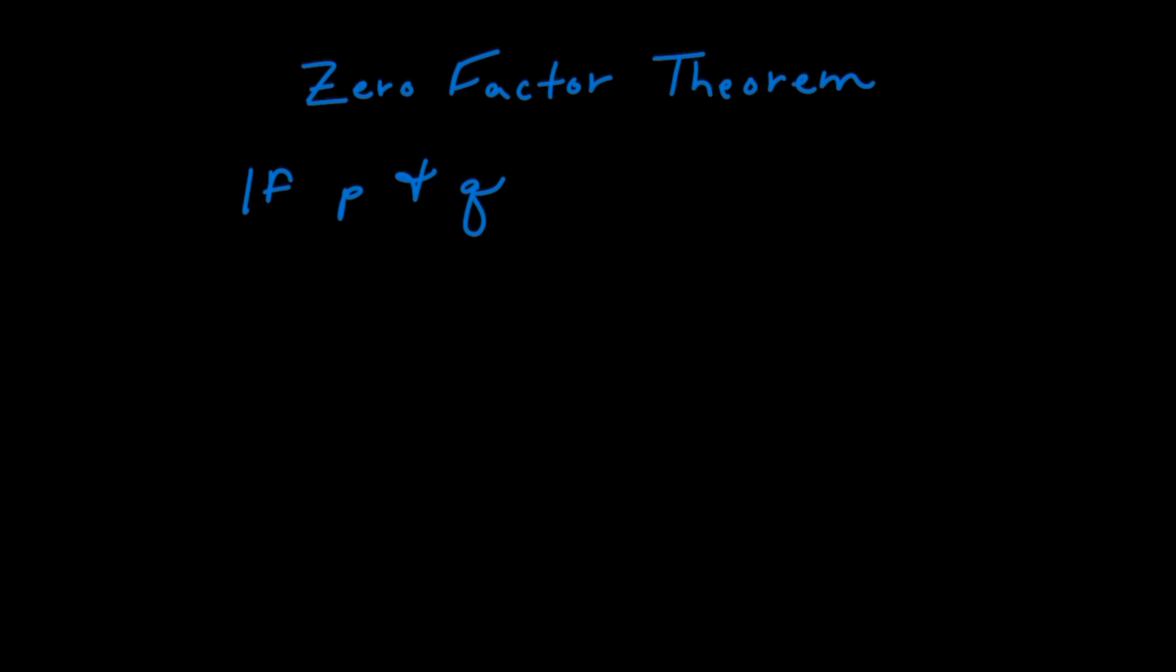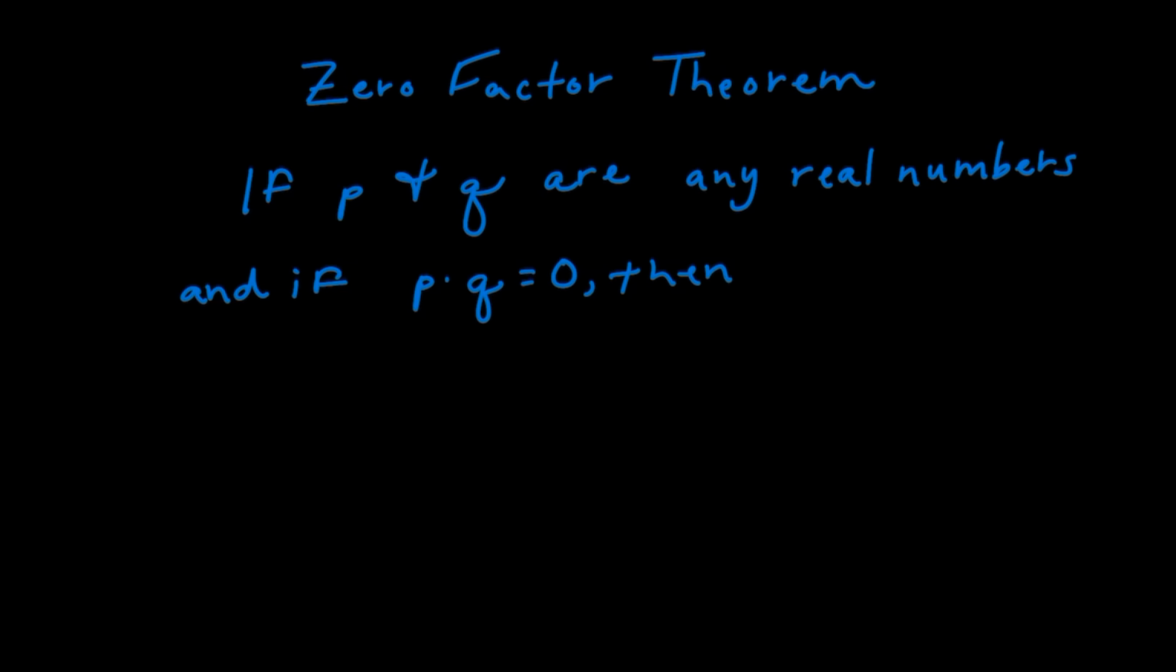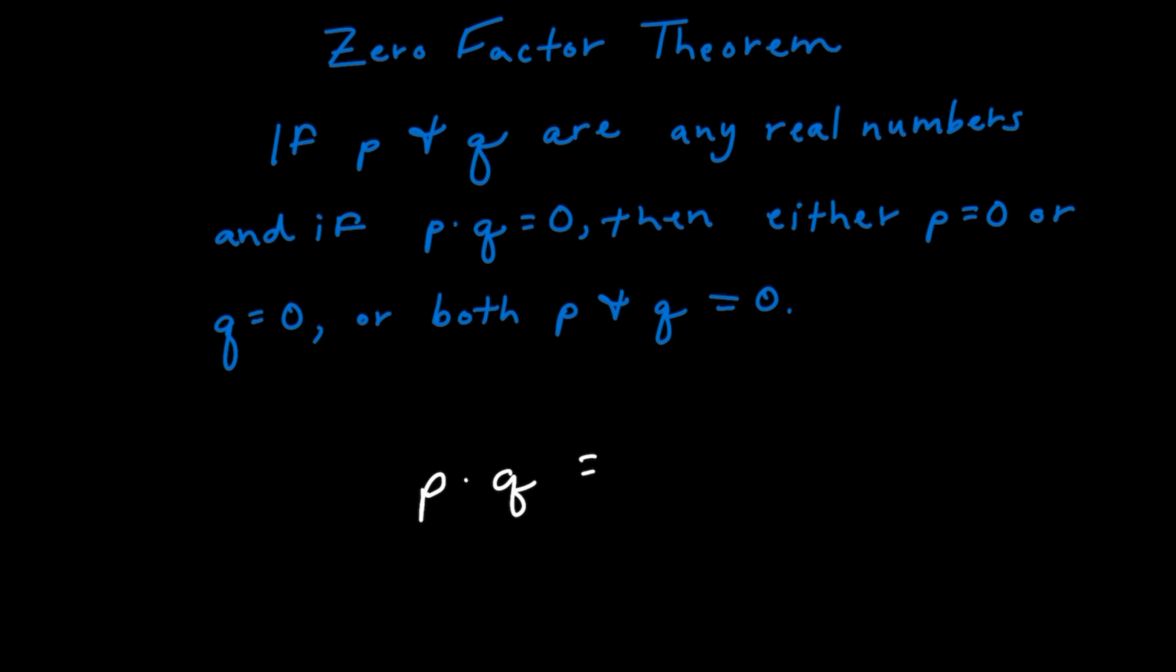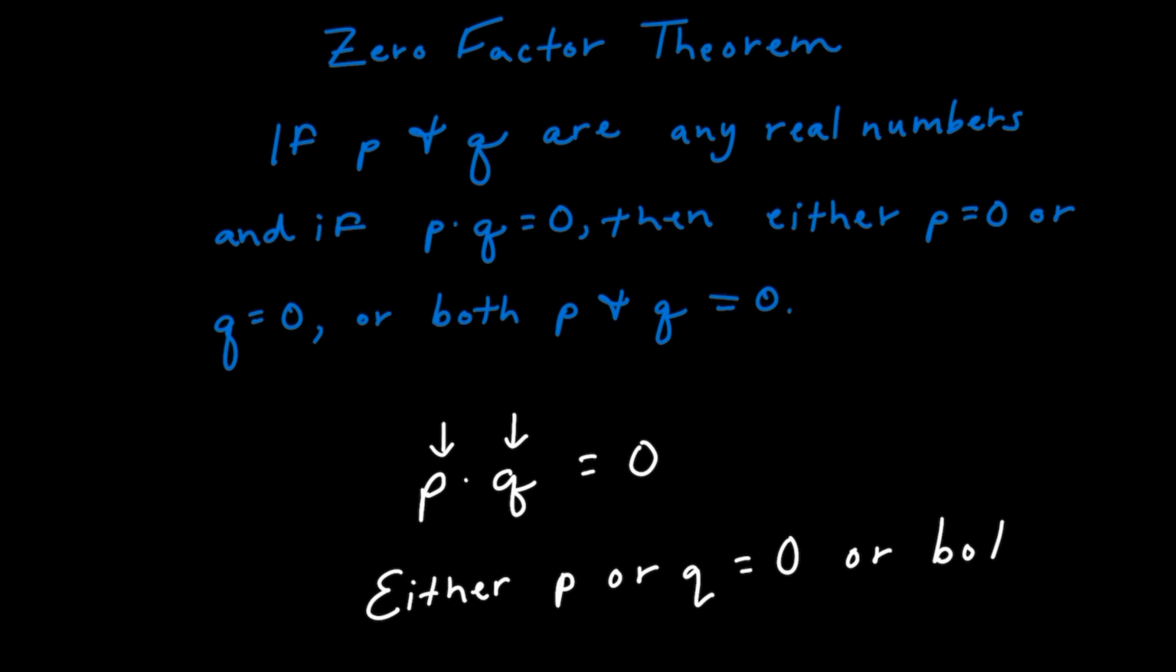Okay, so the zero factor theorem states that if p and q are any real numbers and you multiply p times q and it equals 0, then either p equals 0 or q equals 0, or they both equal 0. Okay, so this helps us figure out by factoring what our roots are, and it shows us where this graph is going to cross the x-axis, where y equals 0.